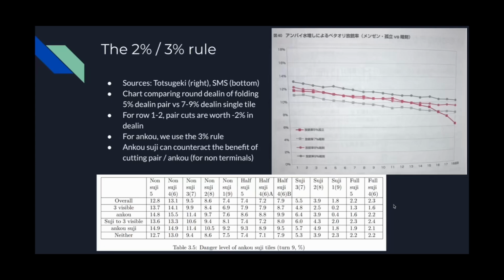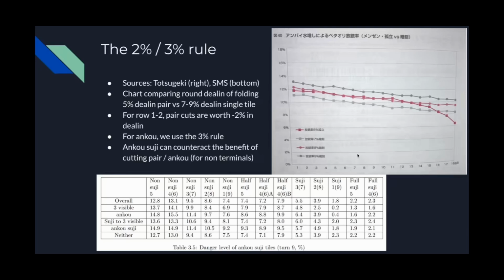And there is a counteracting effect called onko suji. This is the bottom chart from Statistical Mahjong Strategy. The onko suji effect is basically, if you have a triplet of a non-terminal tile, it will be larger deal-in than if you didn't have a triplet of that tile. And the reasoning is, for example, if they had a 6-7 pin wait, it's more likely that they would complete the other block of their 1-shanten hand, ending up on a 5-8 pin wait if you're blocking a lot of the 8 pins. So this is a counteracting effect to the 2% or 3% rule. So that's something important to keep in mind.